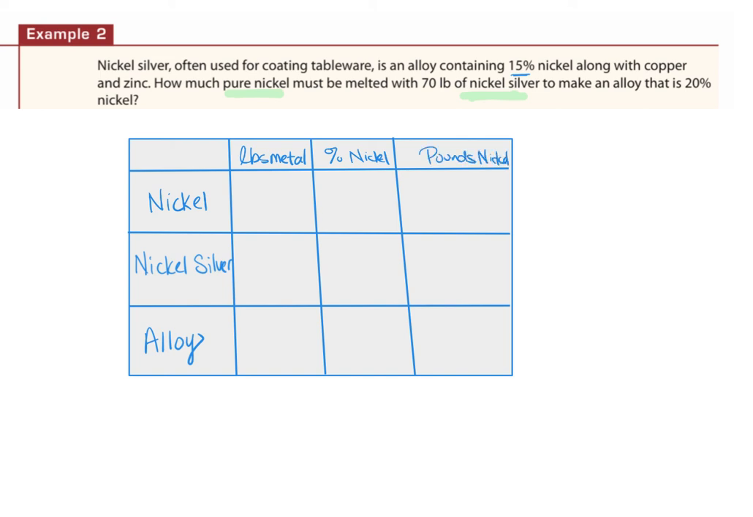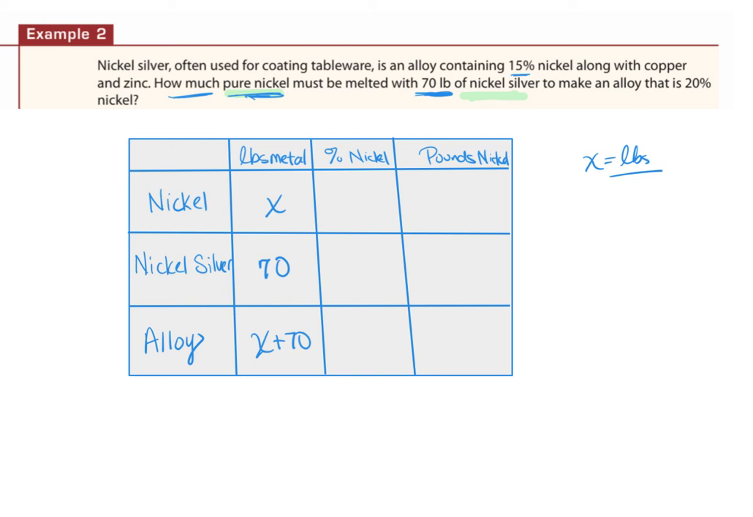All right? So let's talk about nickel. How much pure nickel? Do I know how much nickel? I don't, do I? So I'm going to say, well, X is going to equal my pounds here of nickel. So I'm going to say X, I don't know. Must be melted with 70 pounds of nickel silver. How much nickel silver do I have? 70. If I add how much nickel and how much nickel silver, I will get my alloy. So I just add down. This is going to be X plus 70. That column adds down, okay?